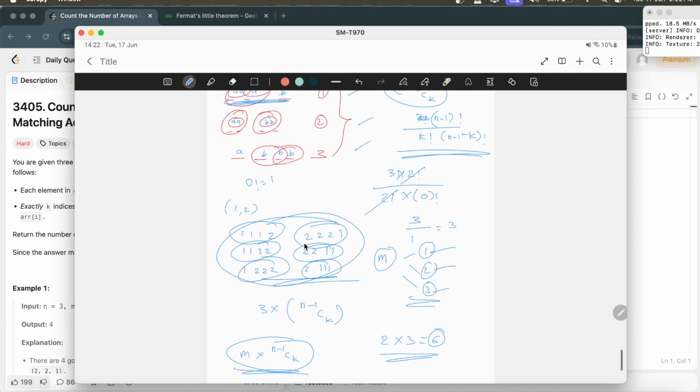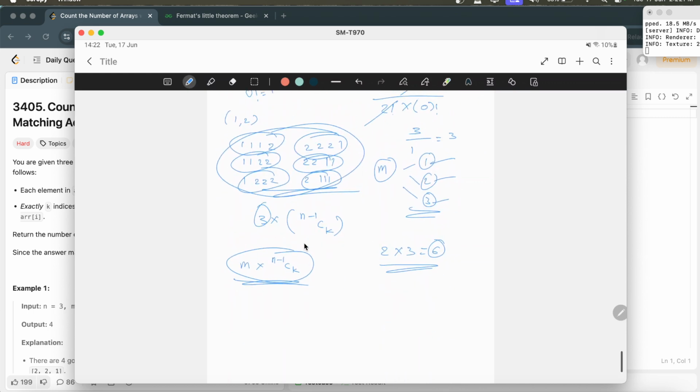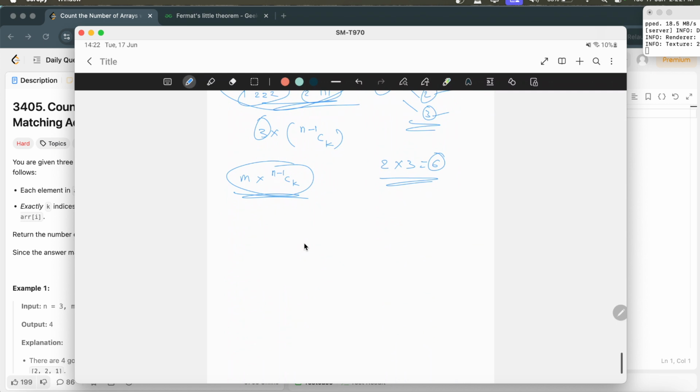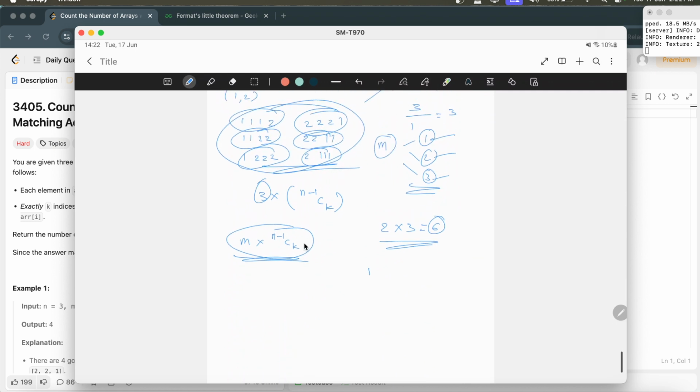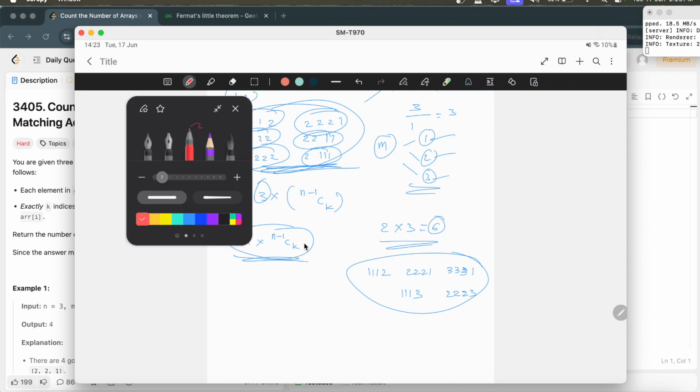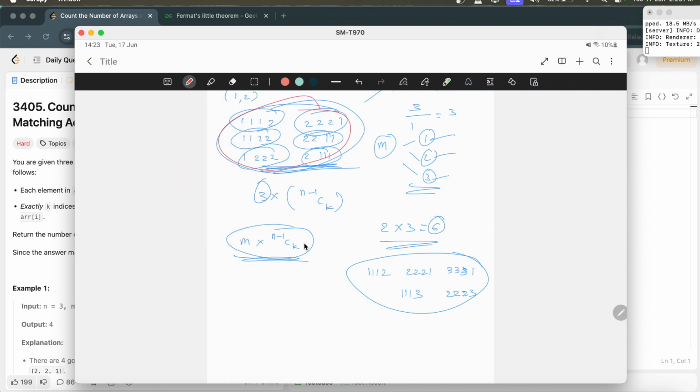Now the point is, see, if the m value is 3, then 3 values we can fill out in this array. So those are 1 1 1 2, or 2 2 2 1, or 3 3 3 1, or 1 1 1 3, correct. These are different possibilities that we are getting, right? So in total they are getting increased now. In this case it was only 6. So it was 2 into whatever answer we got, that is what we are doing. But here now it is getting increased.